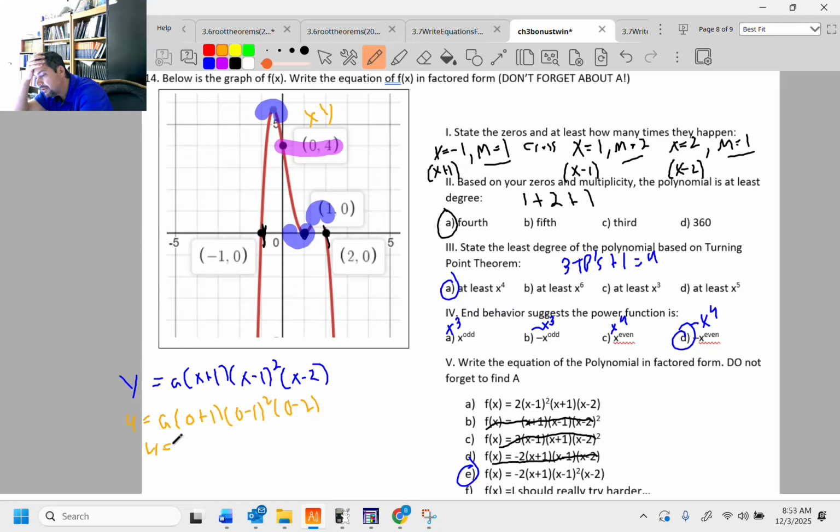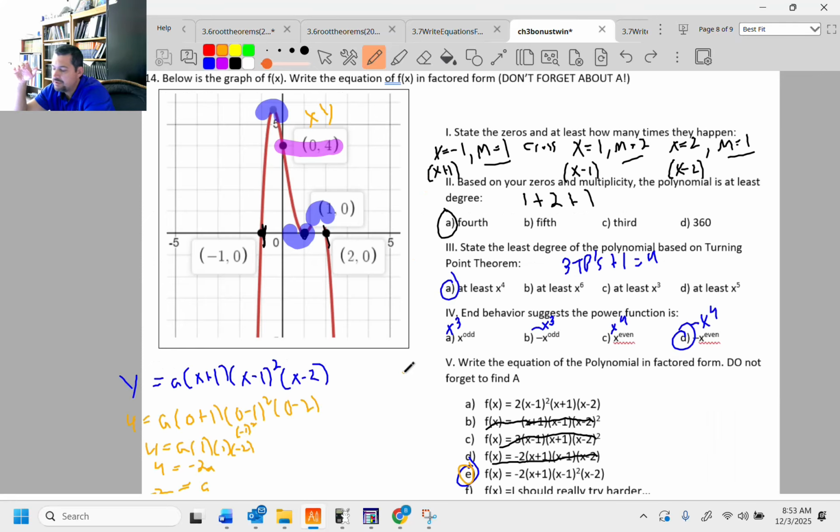Now let's do some math here. 0 plus 1 is 1. 0 minus 1 is negative 1. And a negative 1 squared is 1. And 0 minus 2 is negative 2. So I have 1 times 1 times negative 2. So 4 is negative 2a, which means a is negative 2, which is exactly what I'd already picked. So it's not too bad of a problem.